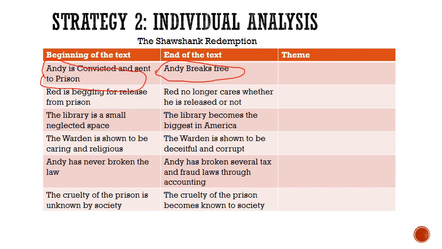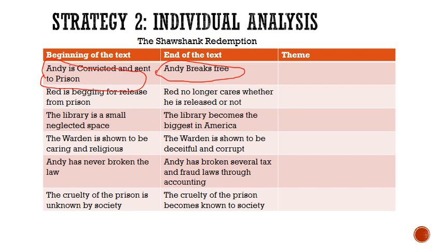At the beginning, one of the first scenes you see is the character Red begging for release. But at the end of the text, you see that same scene where he's up for parole, but he doesn't care anymore, so he just gives it to the parole board. So that was another significant change. The library at the beginning is a really small, neglected space, but at the end, it grows into one of the biggest libraries in America. So it has this really significant change, and Andy's very much behind it, but I just thought that was something I could think about.